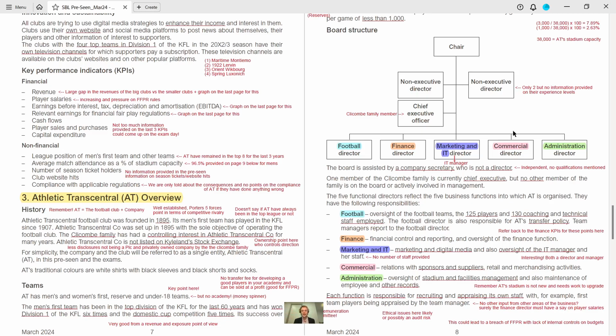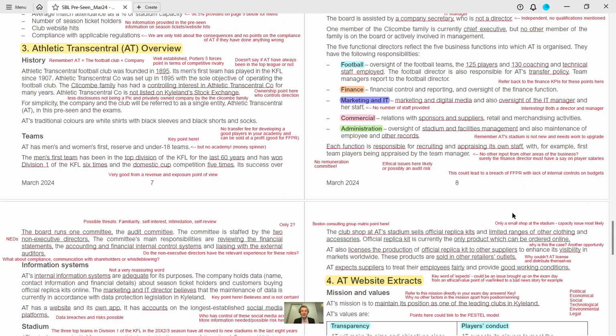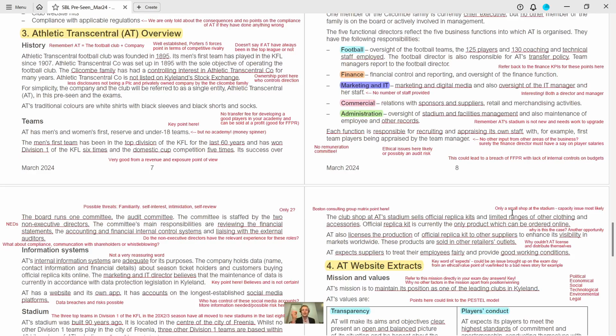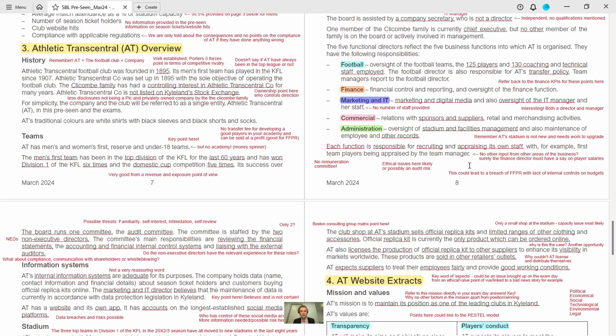We've touched on the chief executive for Clycombe for the family, but then it gets interesting as to the number of players, the 125 players, 130 coaching staff and the technical staff employed, responsible for the transfer policy. And you can read it through. We're not told how many staff the IT manager and her staff actually are in control of. But the bit that's interesting at the bottom, each function is responsible for recruiting and appraising its own staff, with, for example, the first team players being appraised by the first team manager.